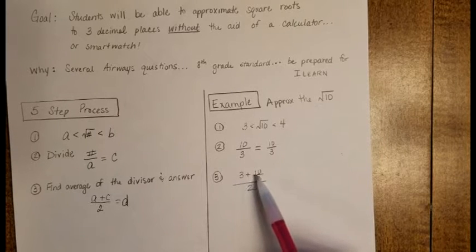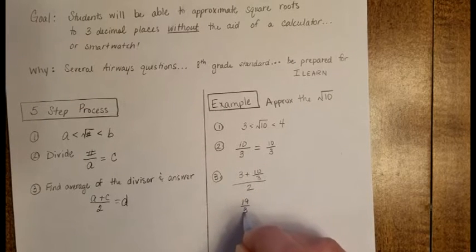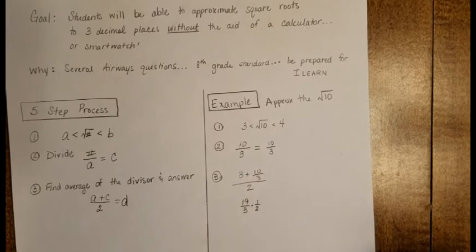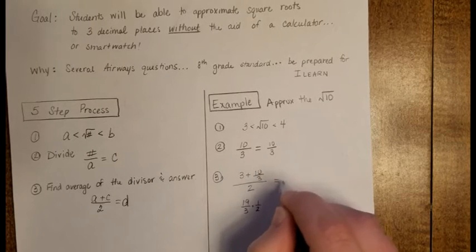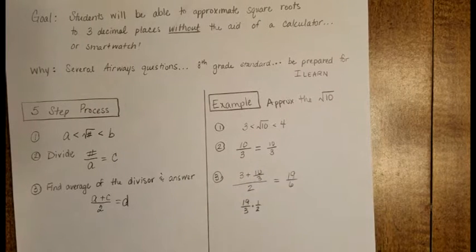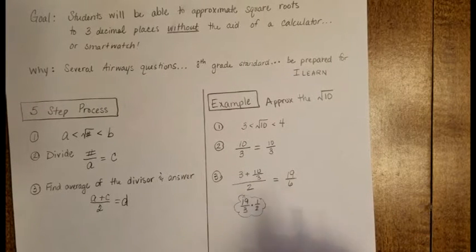3 is 9/3 plus 10/3 gives me 19/3. So I'm at 19/3. Dividing by 2 is the same thing as multiplying by a half. So really that is 19/6. Okay. There's D.